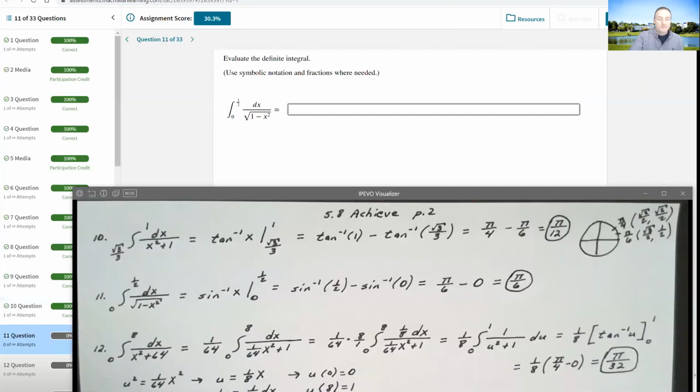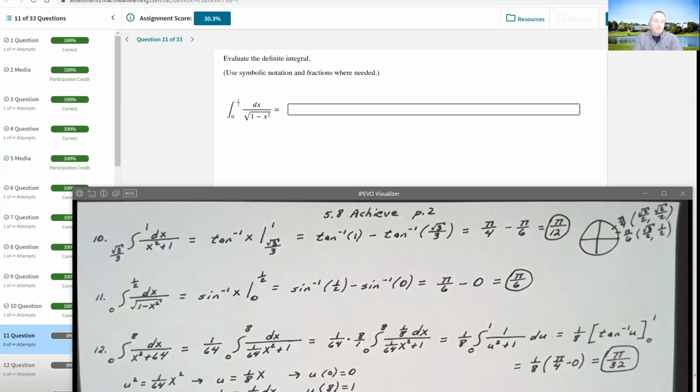Up next here, we are supposed to evaluate from 0 to 1/2 of dx over the square root of 1 minus x squared. Again, no work to do. It's automatically the inverse sine function when we integrate. But now it's more of a trig question because we have to evaluate the inverse sine of x from 0 to 1/2. Inverse sine of 1/2 minus the inverse sine of 0.